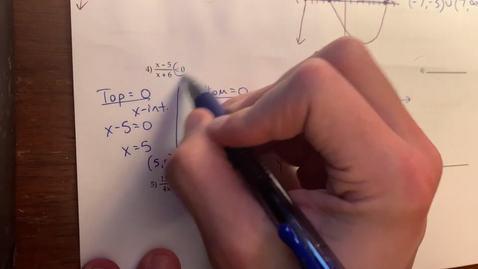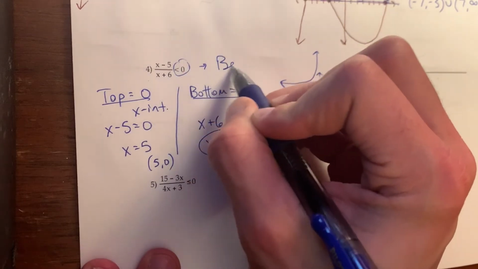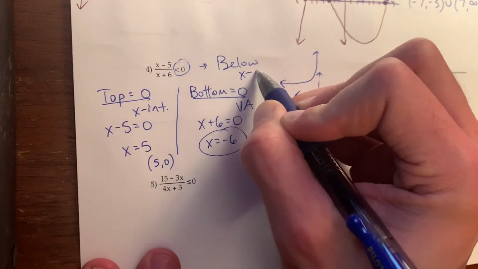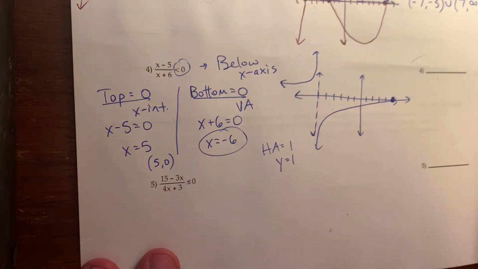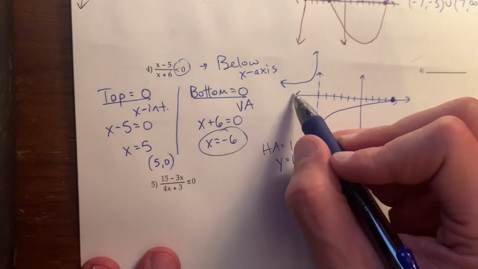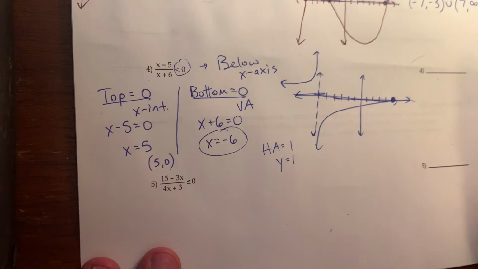So what am I wondering here? What am I looking for? I'm looking for when is this below the x-axis, right? With 0 still my reference line there. So when is it below the x-axis? It's really only dealing with one part of my graph.